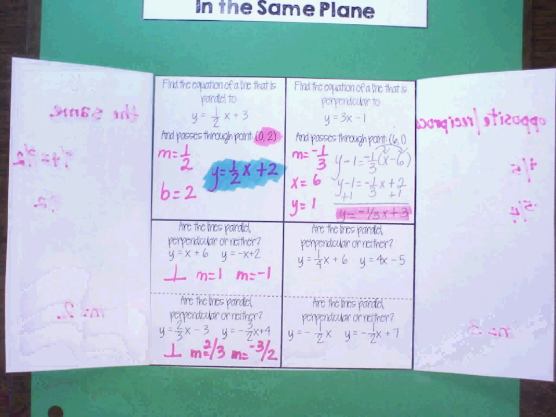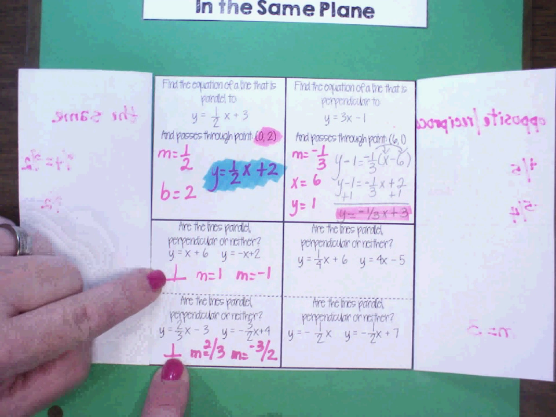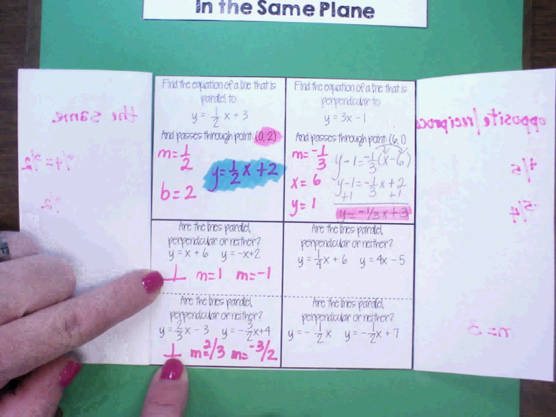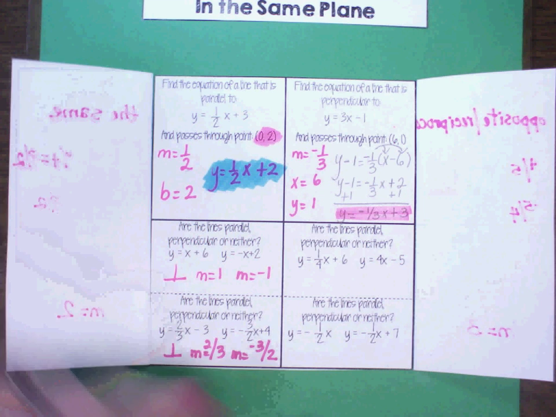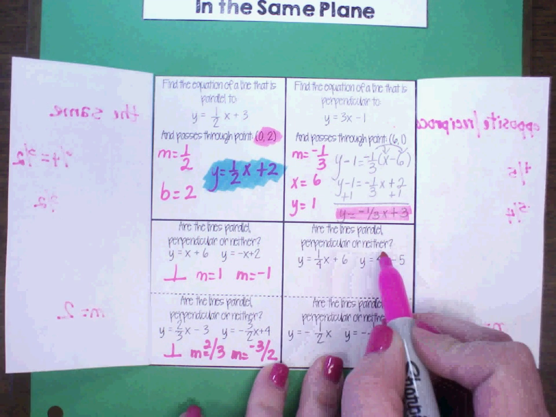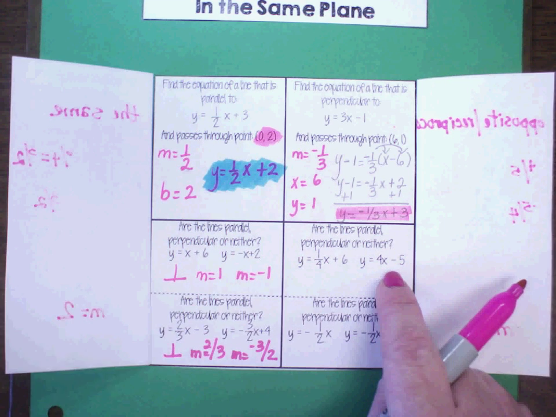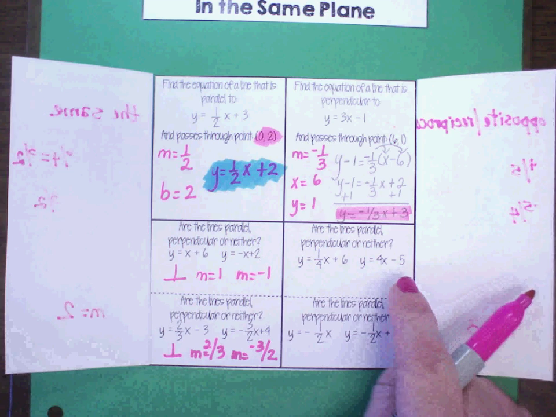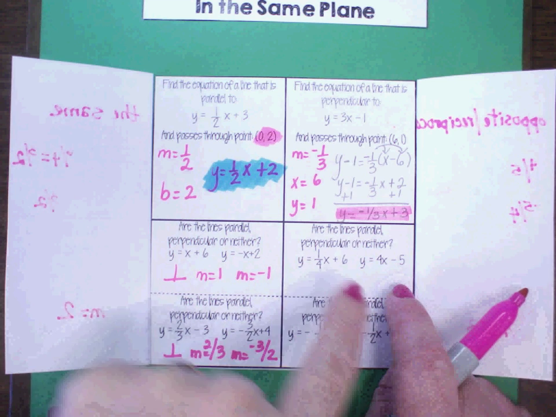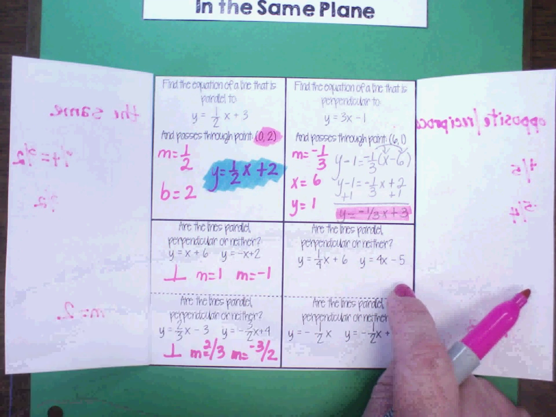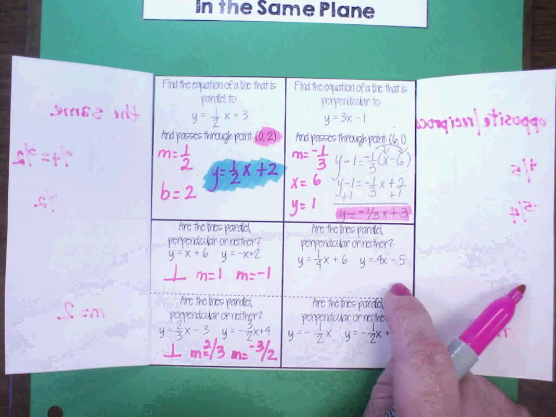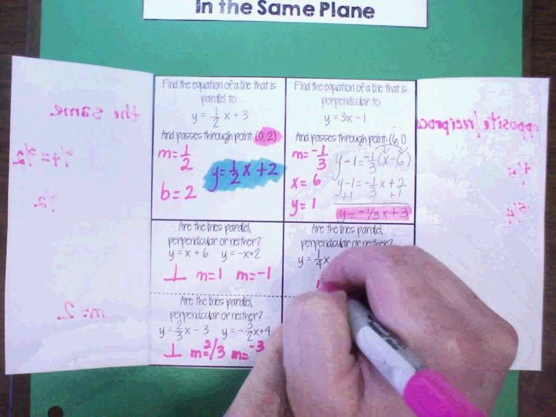Are the lines parallel, perpendicular, or neither? Neither. One needs to be positive, the other one needs to be negative. Don't let me get you on Friday, because I will do this. One always needs to be positive, the other one needs to be negative. So this is neither. What about that last one? Parallel. Very good. Because both of the slopes are negative 1/2.